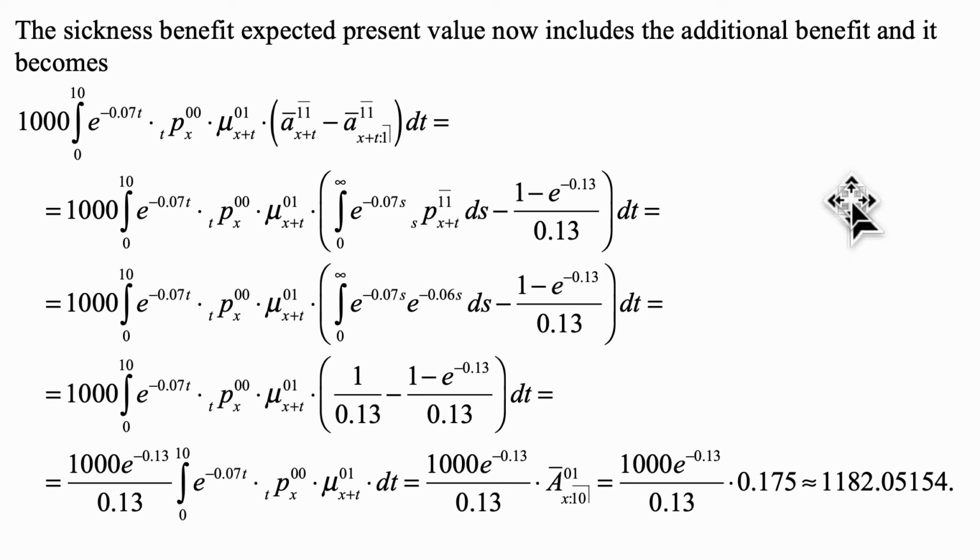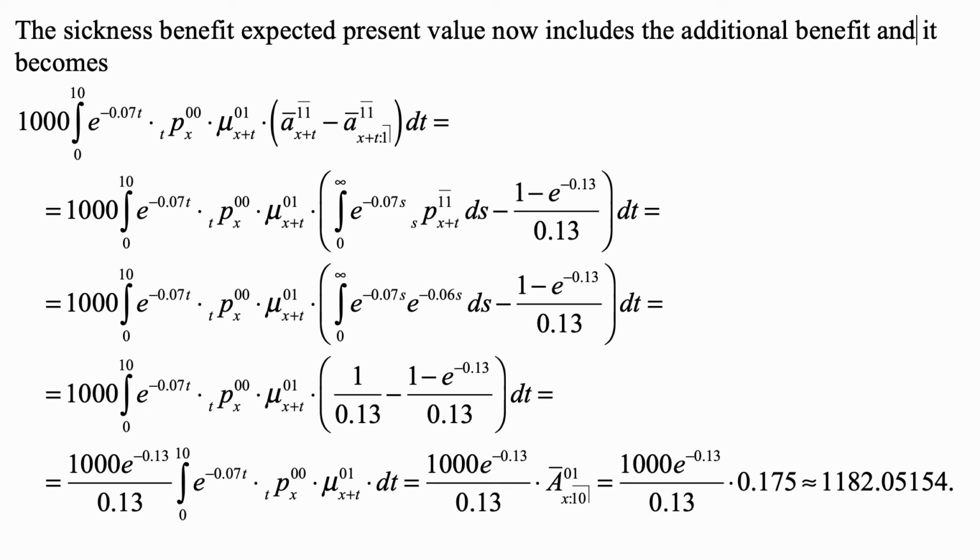1,000 times the integral from 0 to 10 of e to the minus 0.07 t times TP x 0, 0, so stay in state 0 probability, times mu x plus t 0, 1, meaning that you get transition to state 1, times a bar x plus t 1, 1 with a bar above it, minus a bar x plus t colon angle 1 with 1, 1 with a bar above it. The second term is the adjustment for the elimination period.